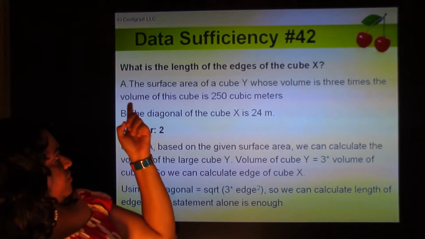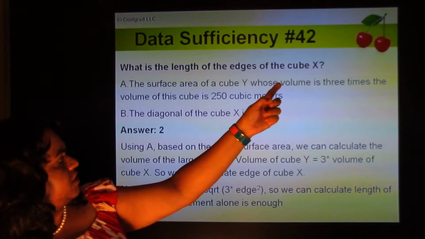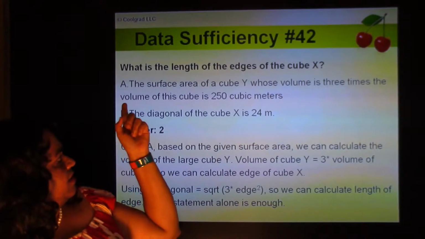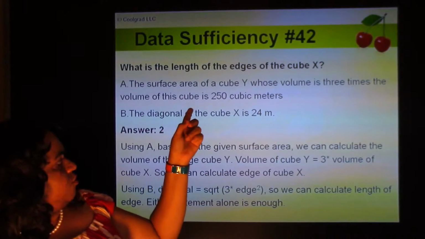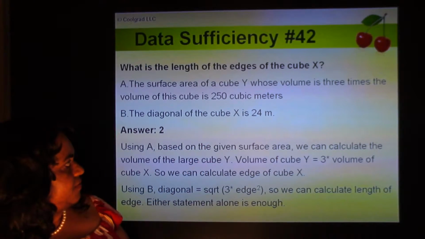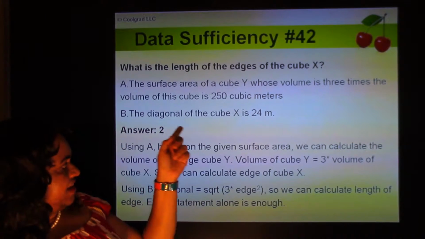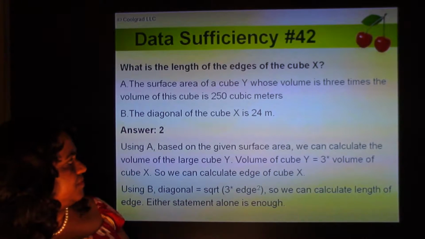Question 42. What is the length of the edges of the cube X? Statement A: the surface area of a cube Y, whose volume is 3 times the volume of this cube, is 250 cubic meters. Statement B: the diagonal of the cube X is 24 meters.